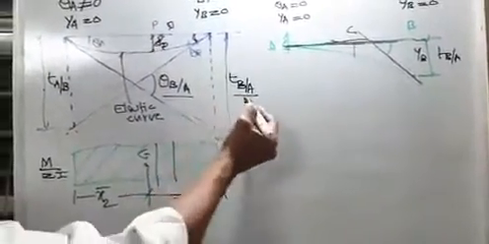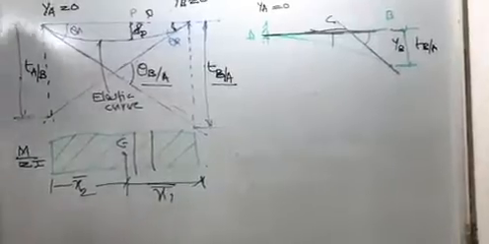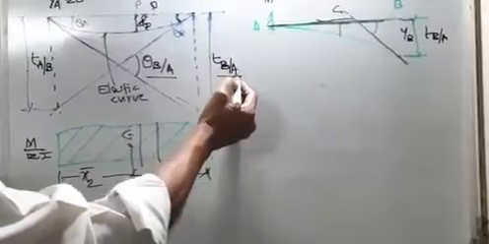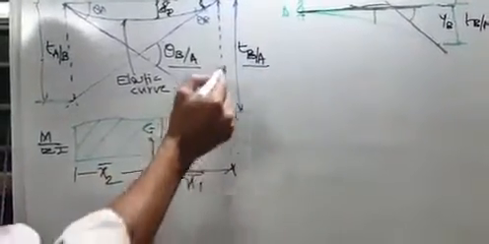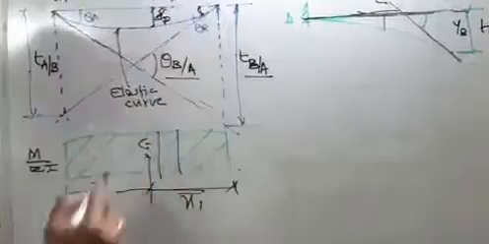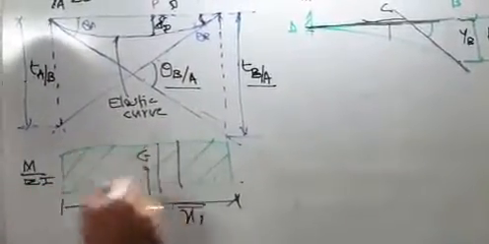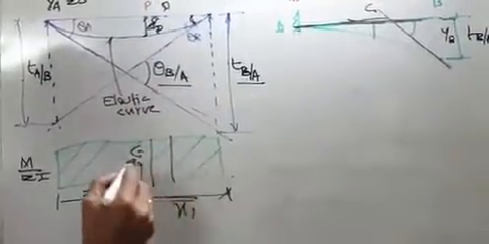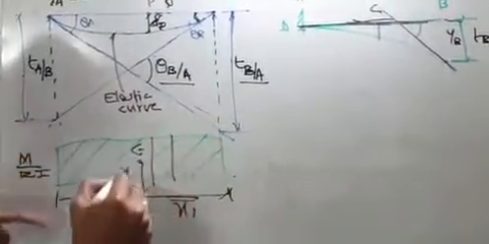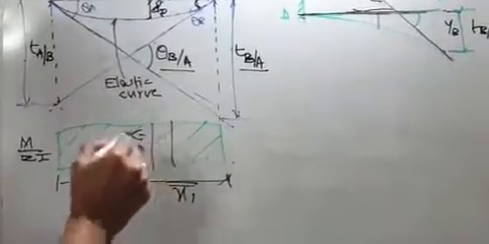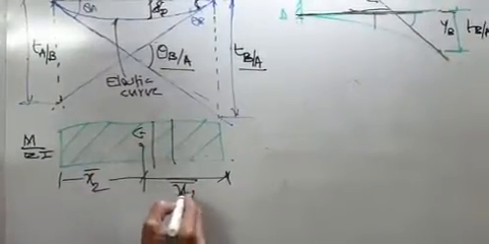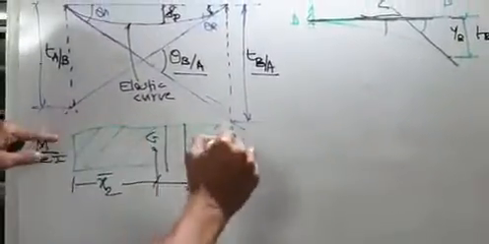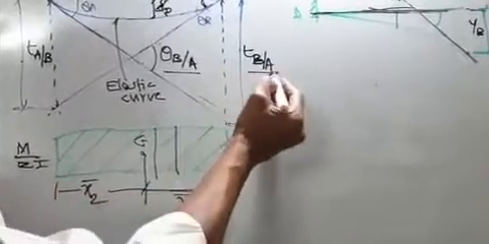Now how do we get TBA? What is the summary of the second moment area theorem? TBA is the tangential deviation of B with respect to A. You have to take the moment of the M by EI diagram between these two points about B. Suppose this is the M by EI diagram. You multiply the area of the M by EI diagram between these two points by the distance of its CG from B. Let x1 bar be the distance of the CG from B. Then the area of the M by EI diagram multiplied by x1 bar gives you TBA.